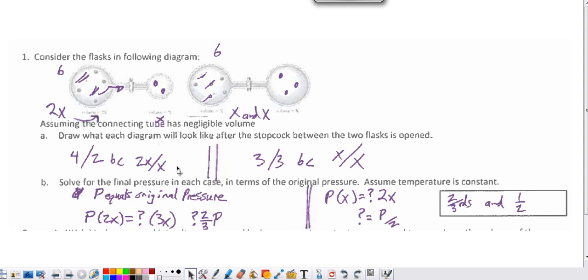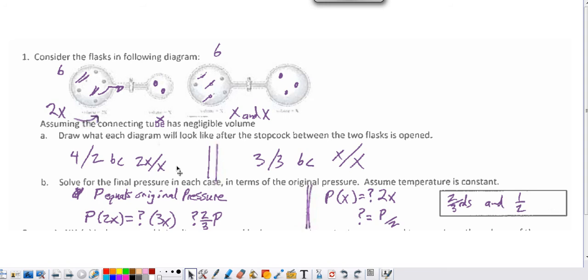The second question is similar, except both sides of the container are x and x, therefore they're equal. So the ratio of particles should be equal. Since it's 6 particles, it should be a 3 to 3 ratio. B was a bit more difficult. Took me a while to think about what I should do.